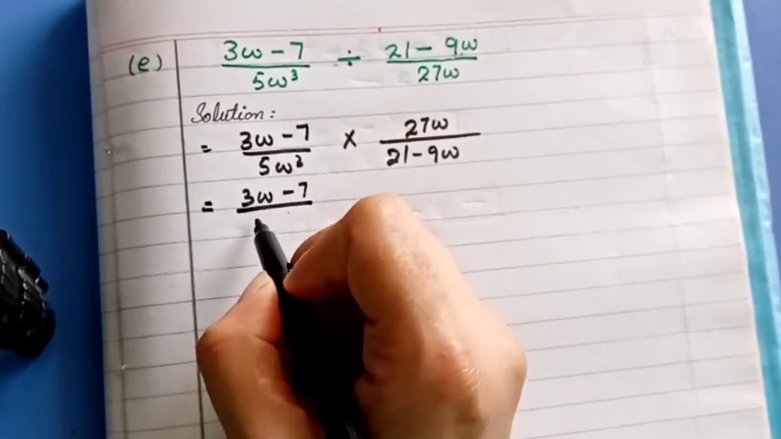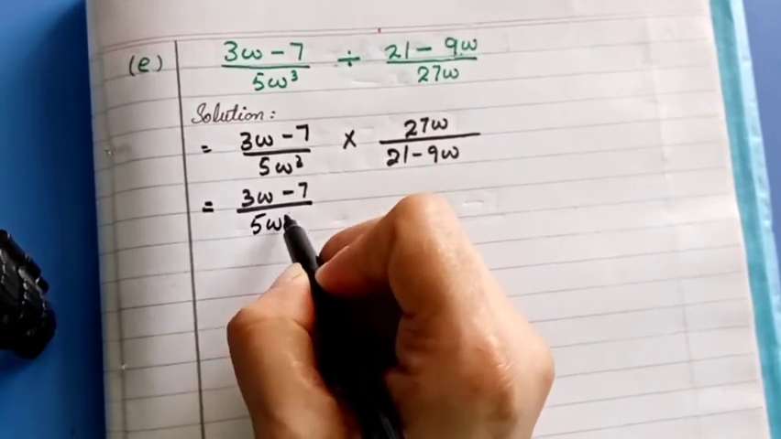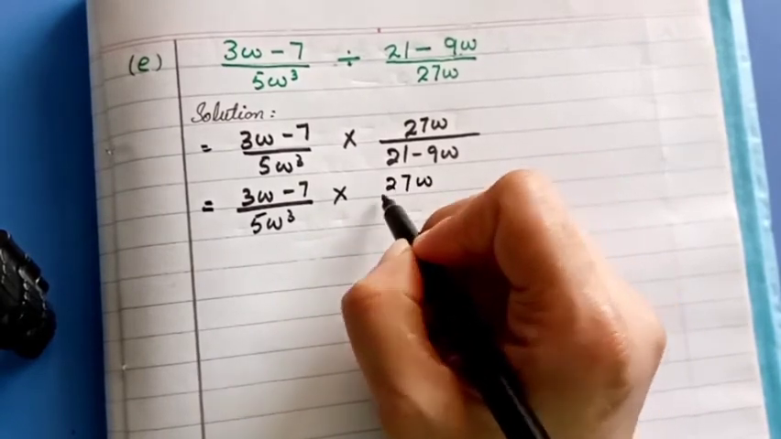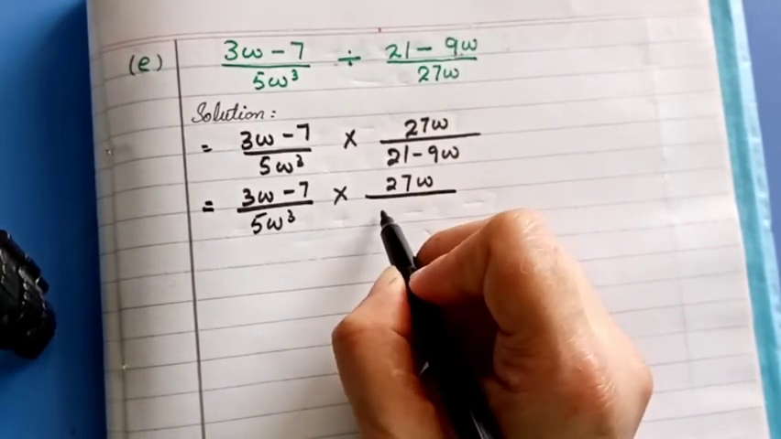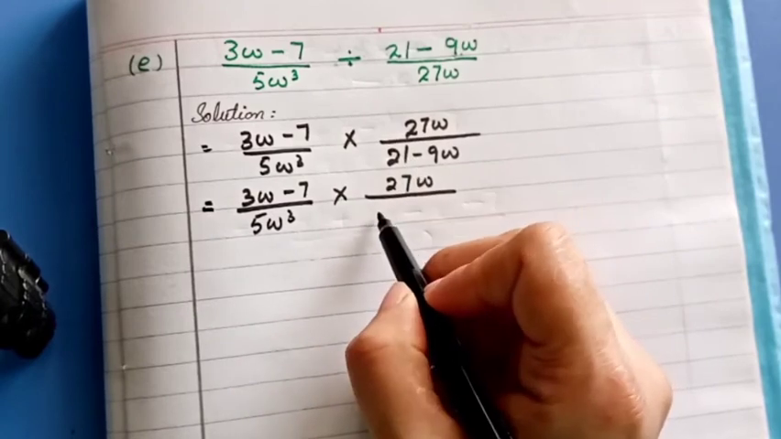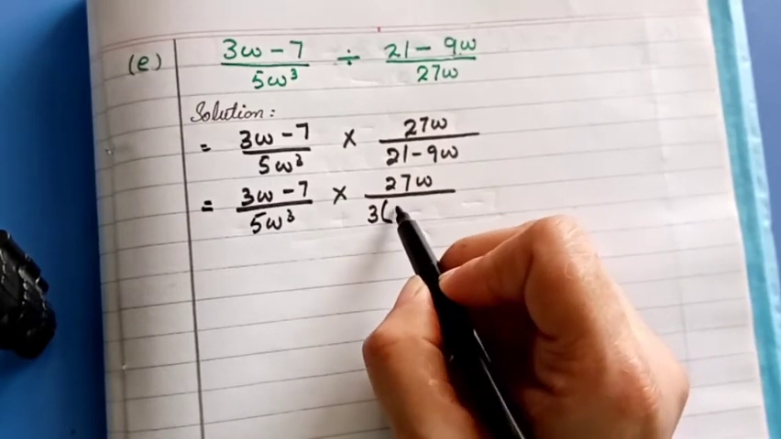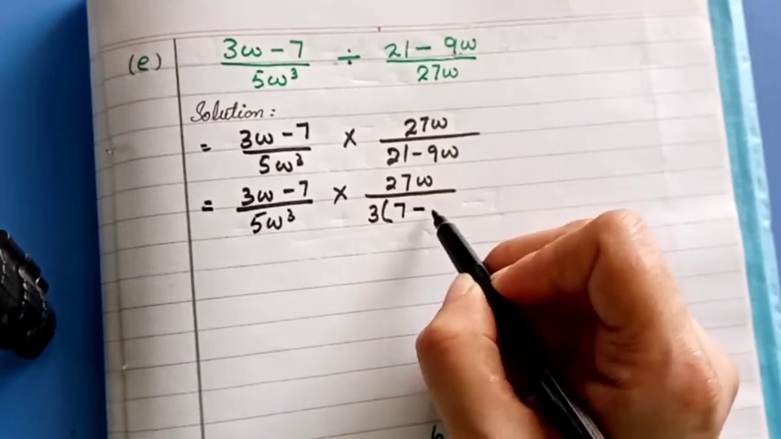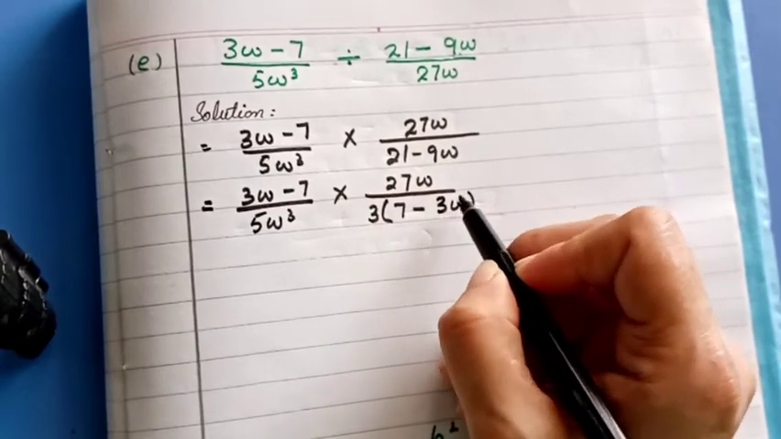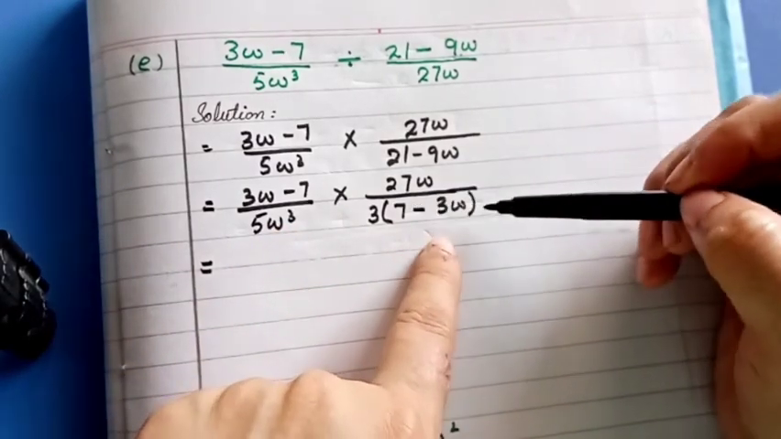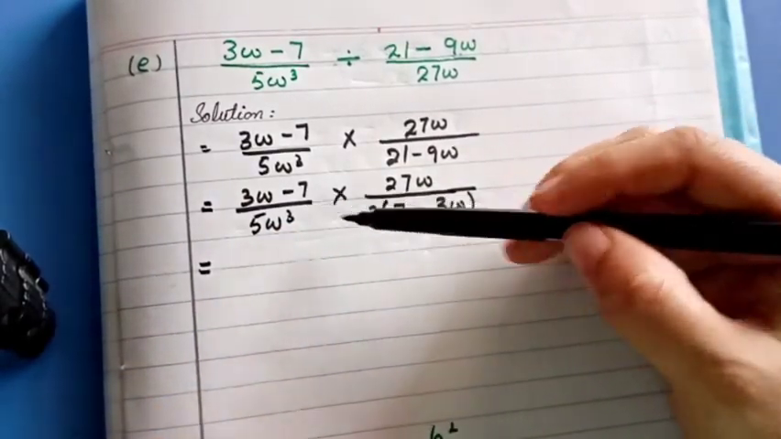We will write it as it is. So here we have to take common from the denominator. Here we can take 3 as common, so we have 7 minus 3w. Here we have 3w minus 7, and here we have 7 minus 3w. We cannot cancel these two expressions.